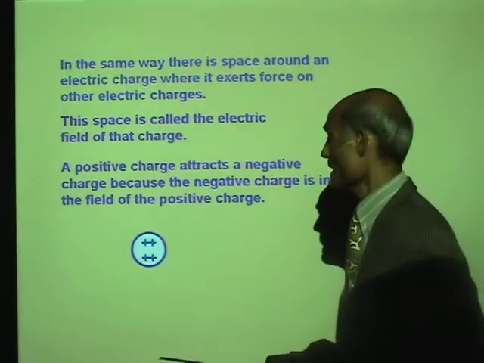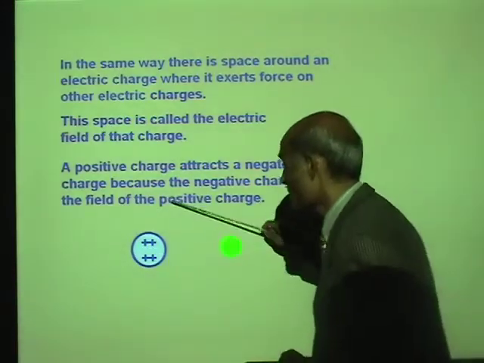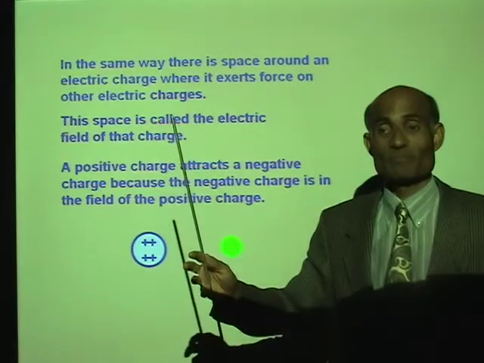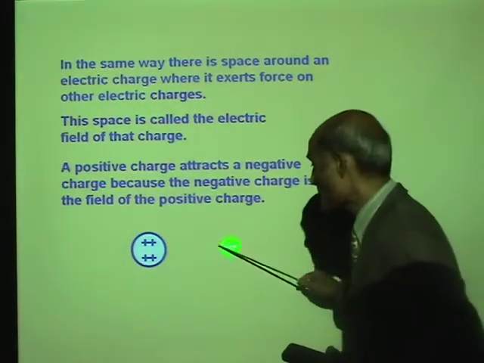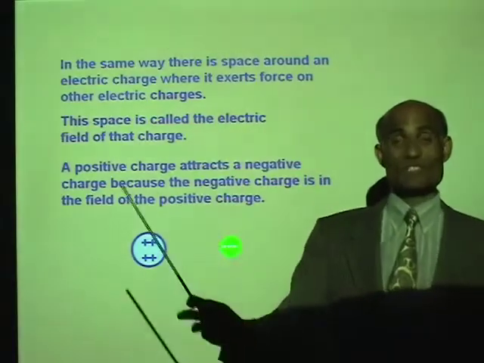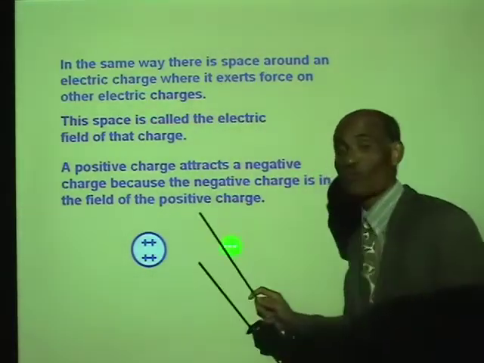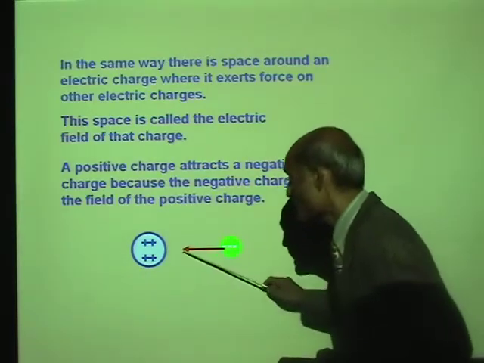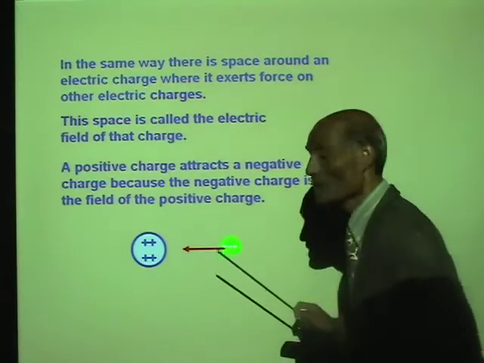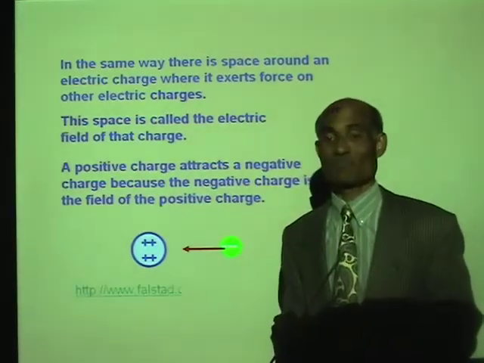Here I have a positively charged object. The positively charged object has an electric field around it. Now, what happens if I place a negatively charged object in the space surrounding it? This is going to experience a force. What kind of force? An attractive force. What is the reason? The negative charge is placed in the field of the positive charge.